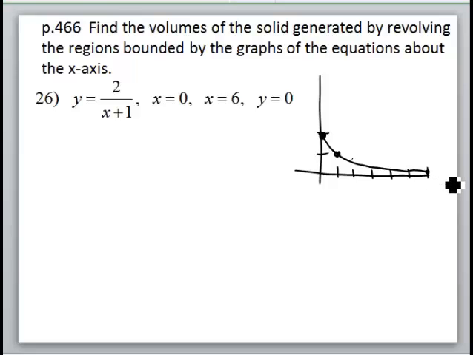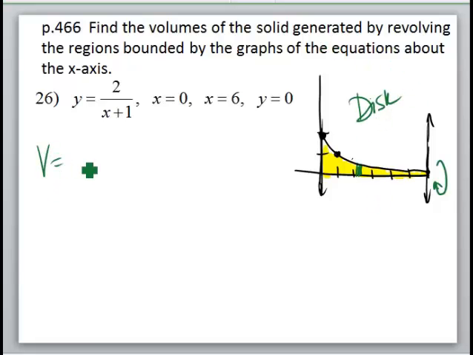Then it's also bounded by, so this is my x equals 6 line, here's my x equals 0 line, and then right here would be my y equals 0 line. So I'm talking about this region right through here, and I'll highlight that slightly so you can see it. When I talk about revolving this about the x-axis, what shape is this creating? Well, it's creating a disk.